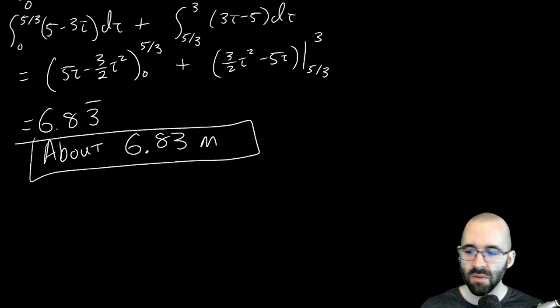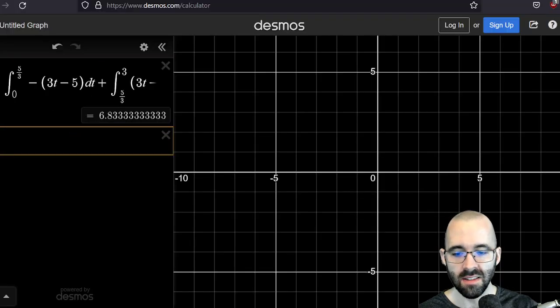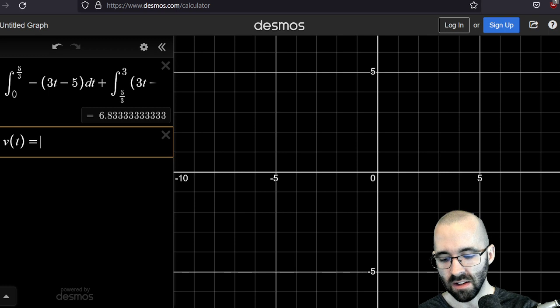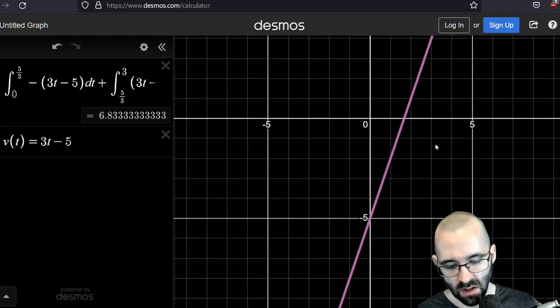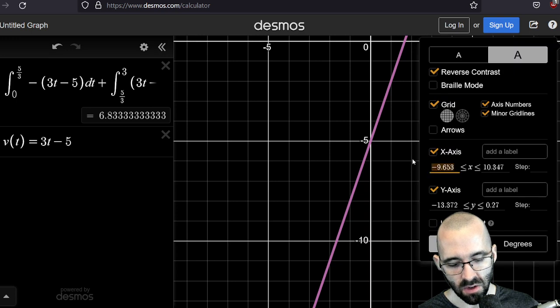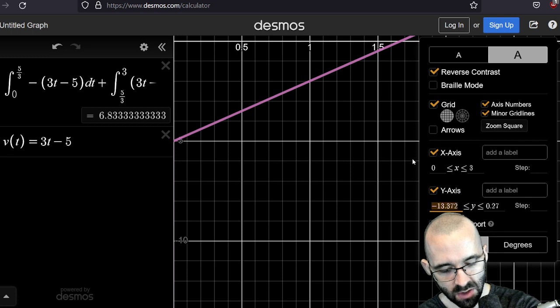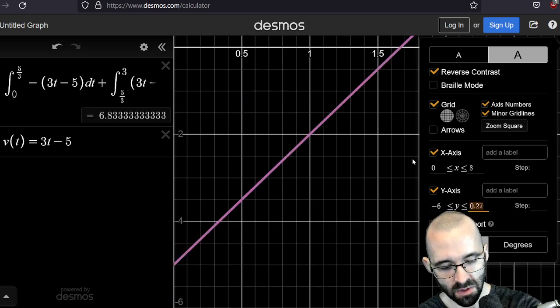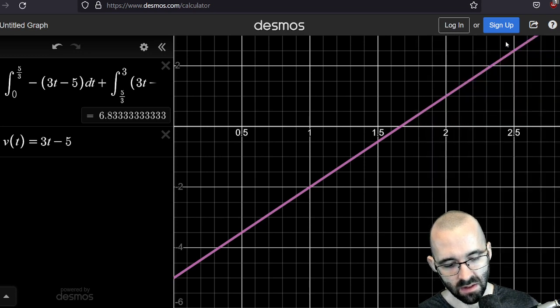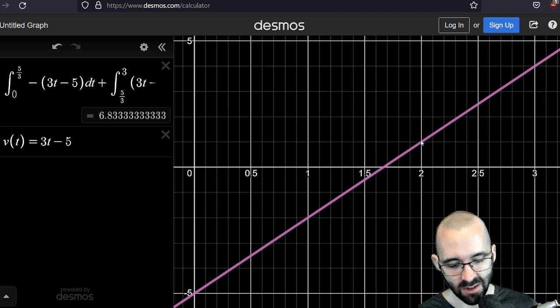And now, after we finish the problem, let's look at this graphically and see another way what's happening. So we're looking at a velocity function. It's 3t minus 5. And we're specifically looking at the interval from 0 to 3. On this interval, we're ranging from about -5 to something a little bigger than that. Okay, 0 to 3. We're looking at this interval.